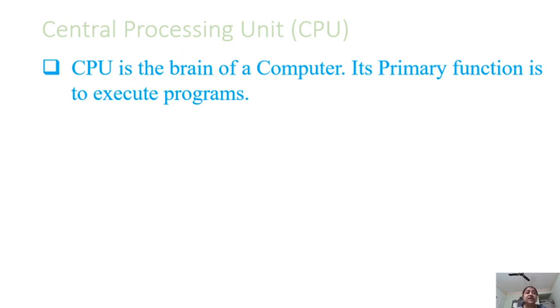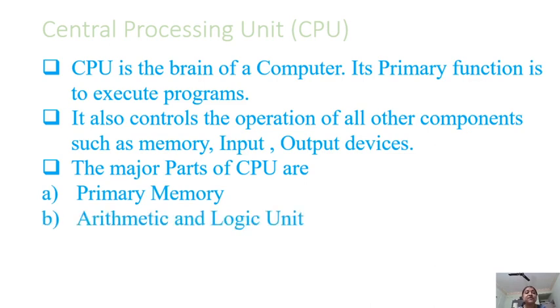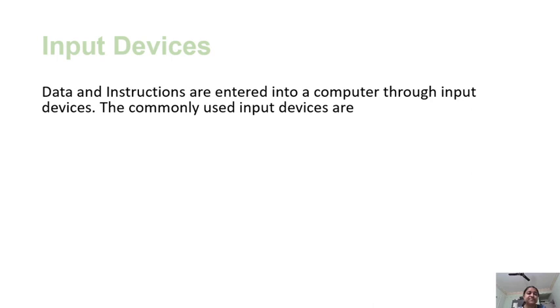What is the central processing unit? It is the brain of a computer. Its primary function is to execute programs. It also controls the operation of all other components such as memory, and input and output devices. The major parts of the CPU are primary memory, arithmetic logic unit, and control unit.